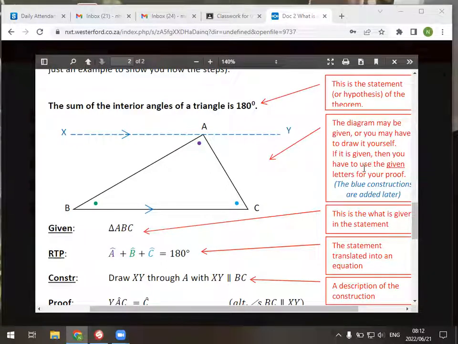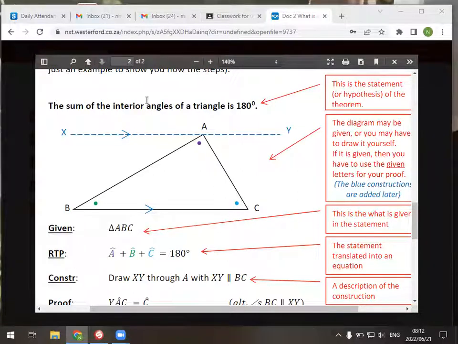If it is given, then you have to use the given letters for your proof. So if they've drawn ABC on their picture, you can't talk about D, E, and F in your proof. Okay, I think that goes without saying. So now here, they give you the picture and then they write in words what is given in the picture. Okay, so given triangle ABC, right? What do we need to prove?